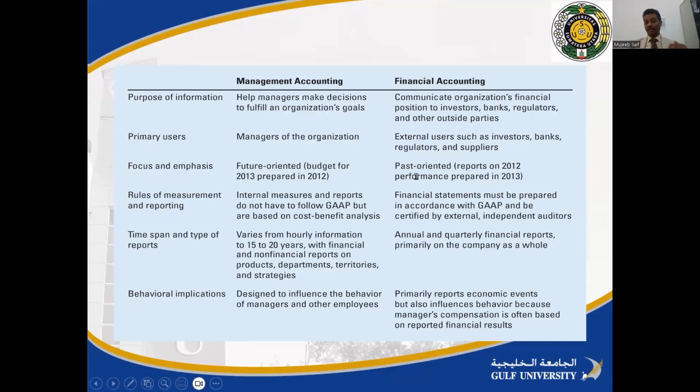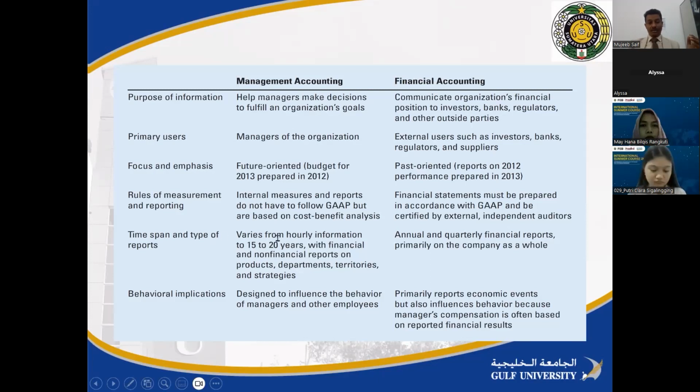in financial accounting we only focus on the past-oriented, because at the end of the year we will prepare the financial statement for the last year. For example, now we are in 2023. So at the end of this year, we will prepare a financial statement for the transactions that already happened in 2023, right? So our focus in financial accounting is on the past-oriented, on the historical information that already happened.